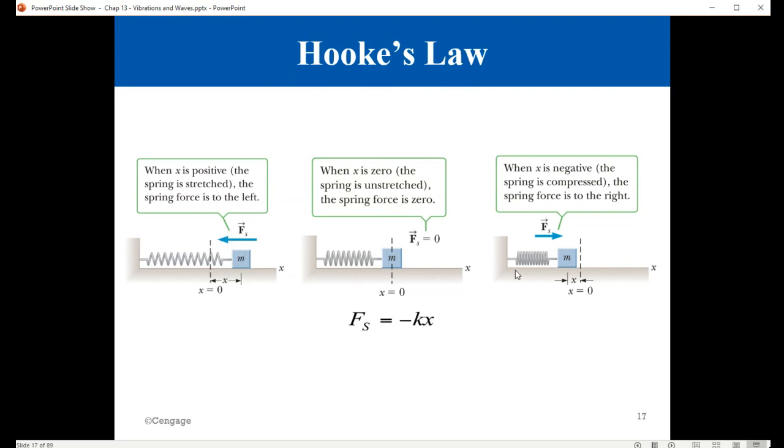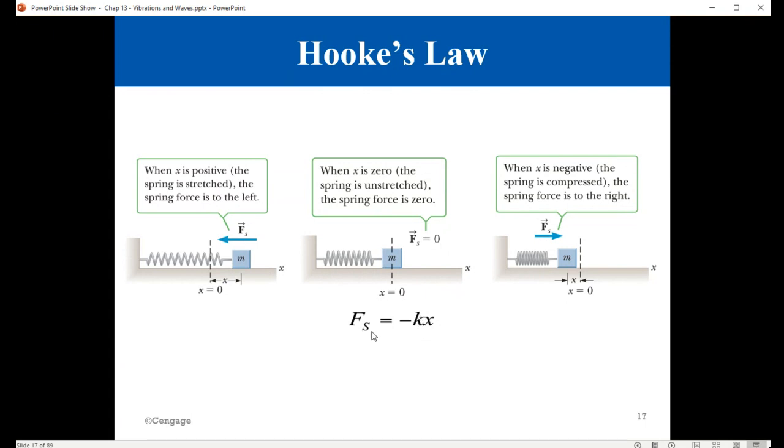So whether it is compression or stretching, either way, the spring force will be opposite to the displacement x, and the magnitude of this force is proportional to x. If x is 0, the force is 0. Then the greater the deformation x, the greater would be the force.